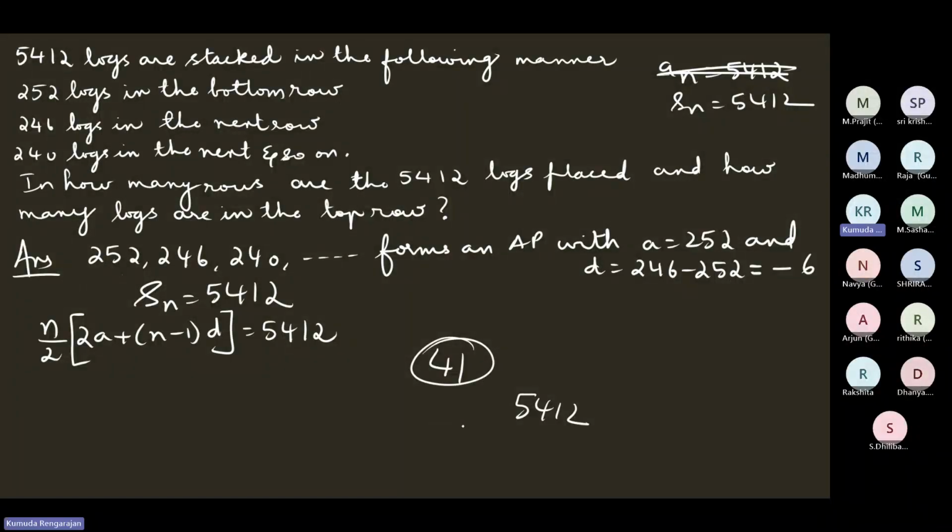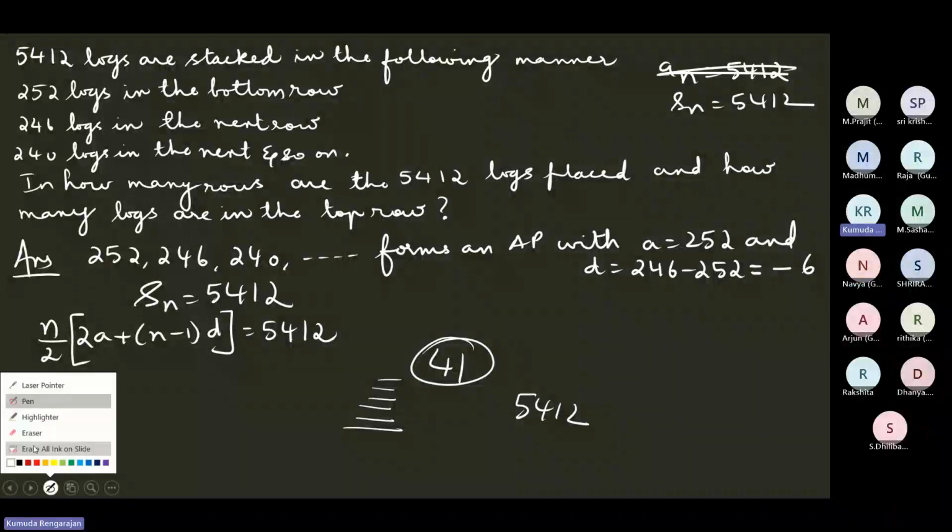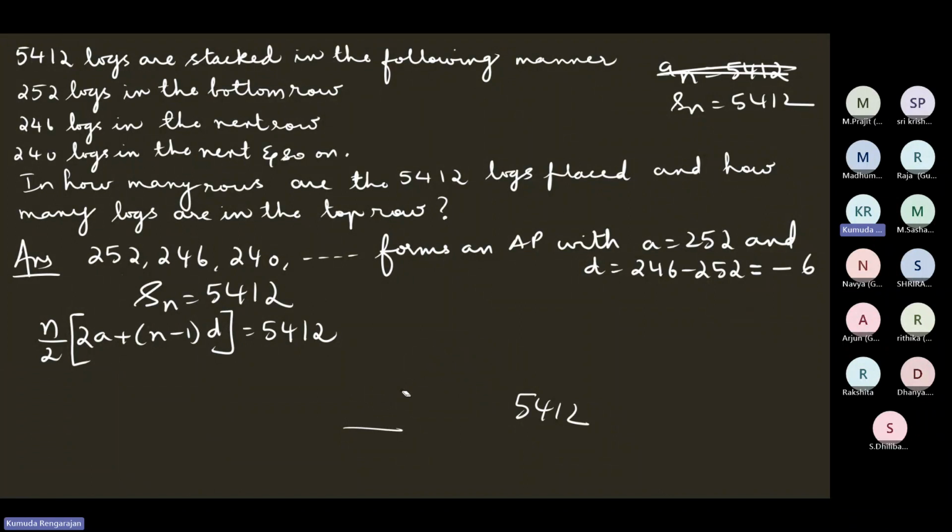It sounds meaningful. But there's another answer. N is 44, which means all these logs are placed in 44 rows: 1, 2, 3, 4, 5, 6, up to 44 rows. Both are meaningful, but only one is possible. Out of these two, only one is possible.